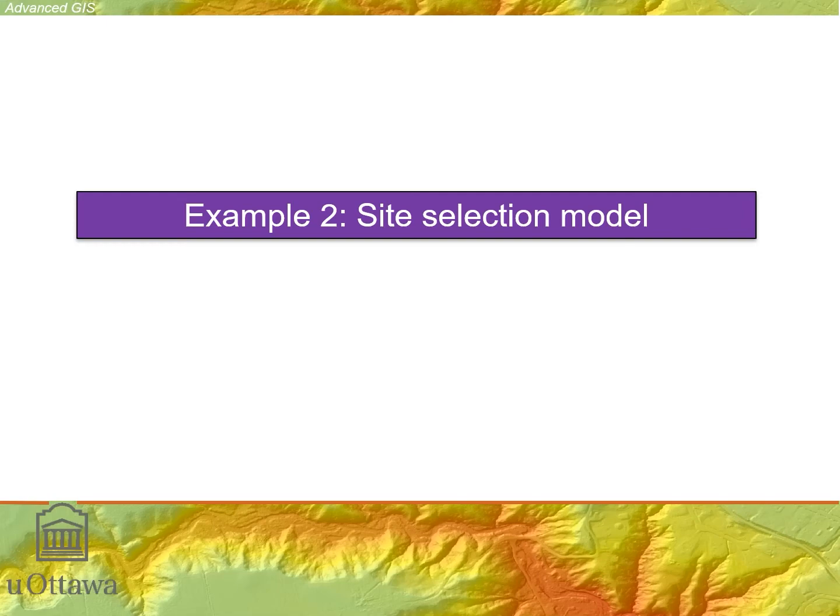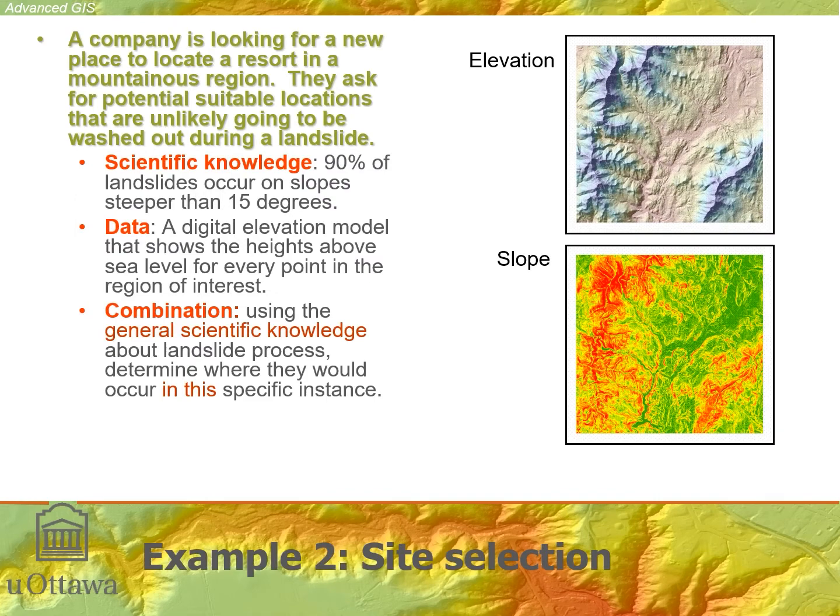Example 2, Site Selection Modeling. A company is looking for a new place to locate a resort in a mountainous region, shown here by this digital elevation model. And they want you to find areas that would be suitable based on avoiding landslide activity in the region.